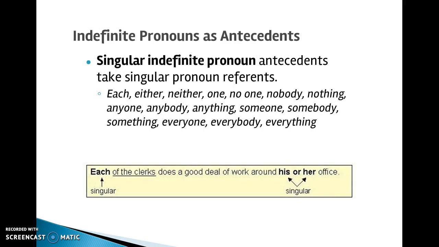Alright, our second tricky situation is indefinite pronouns as antecedents. So remember, indefinite pronouns are indefinite because we're not sure exactly whom they're referring to. Some examples of singular indefinite pronouns are each, either, neither, one, no one, nobody, nothing, anyone, anything, anybody, someone, somebody, something, everyone, everybody, and everything. So as you can see in our example, each is a singular indefinite pronoun, so we use a singular pronoun referent, his or her, to replace it. We don't say their, even though in everyday conversation we probably would use their. But in correct formal grammar, such as when we're writing, we need to make sure to use his or her.